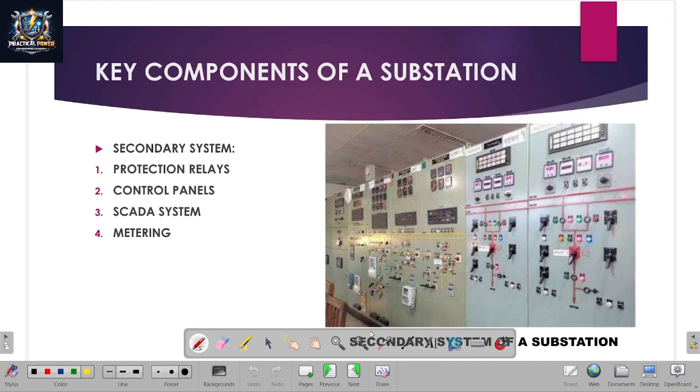Then as a secondary system, there is a protective system, protection relays. The relays are installed for protection purposes. Similarly, there are the control panels, the SCADA system and metering. The SCADA system will remotely control the parameters of the substations.